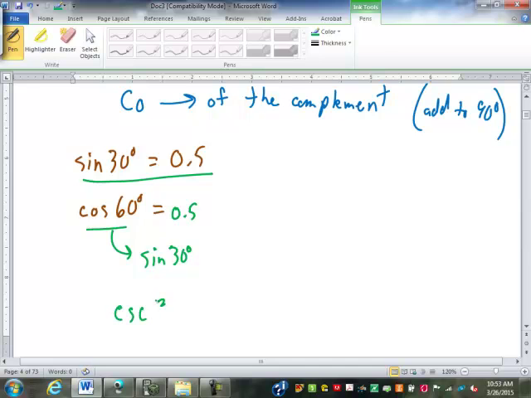of 30, or let's pick a different number. The cosecant of 21 degrees has to equal the secant of, what's the complement of 21? 69. That's it. Yeah. So let's stick to the sine and cosine. If you want to punch them in your calculator, you can. What's the complement of 21? 90 minus 21.